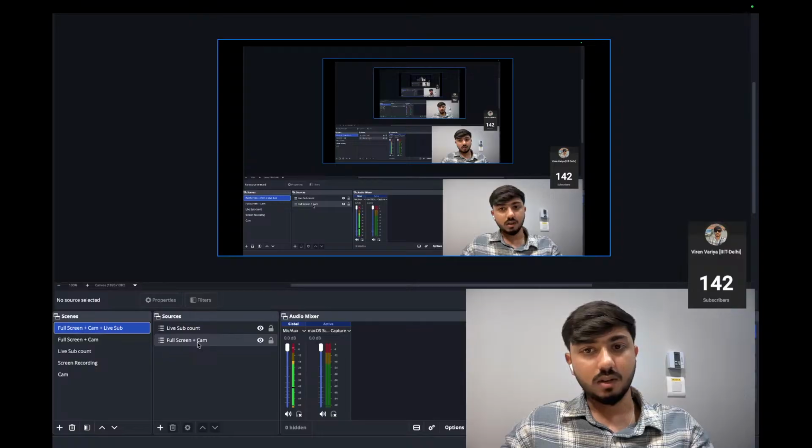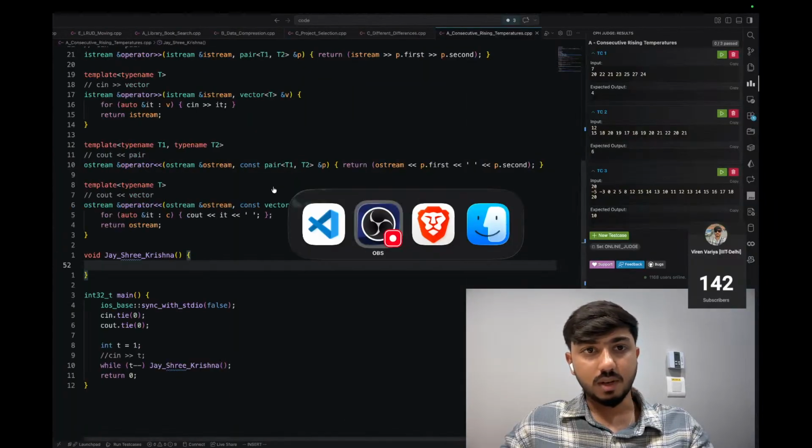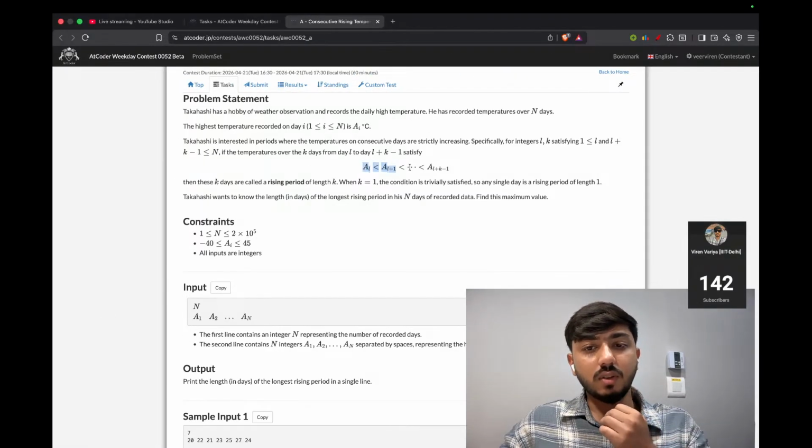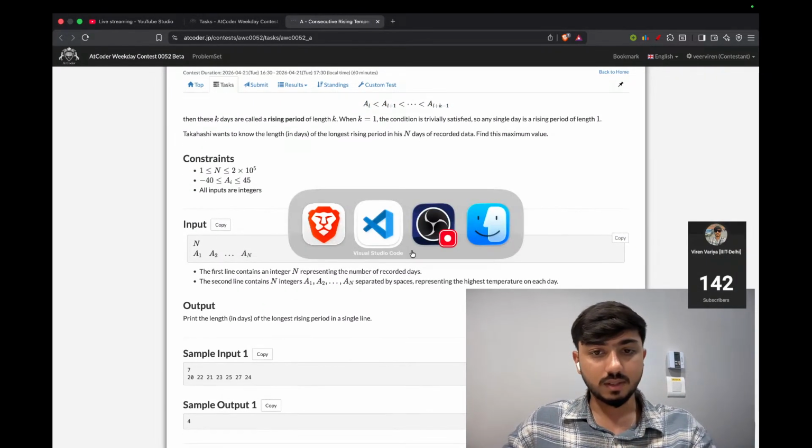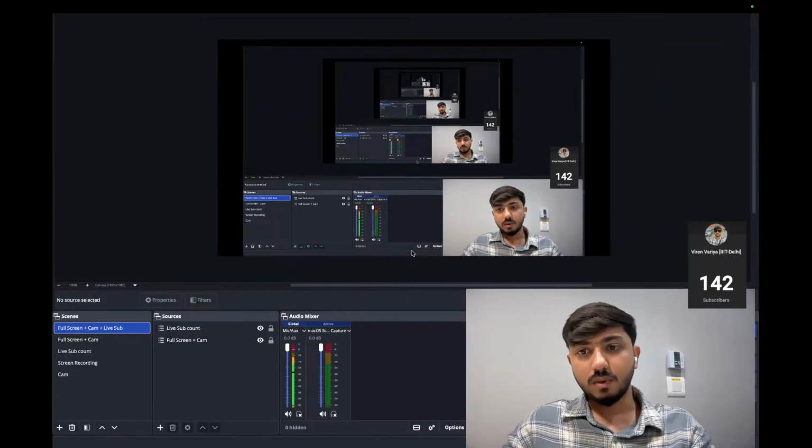Follow the process described in the question. That is what I think the solution is. Oh, I have to do full screen. Sorry, now my screen is visible. The question is we need to find an increasing sequence, a maximum length of increasing subsequence. That is what the question is about.